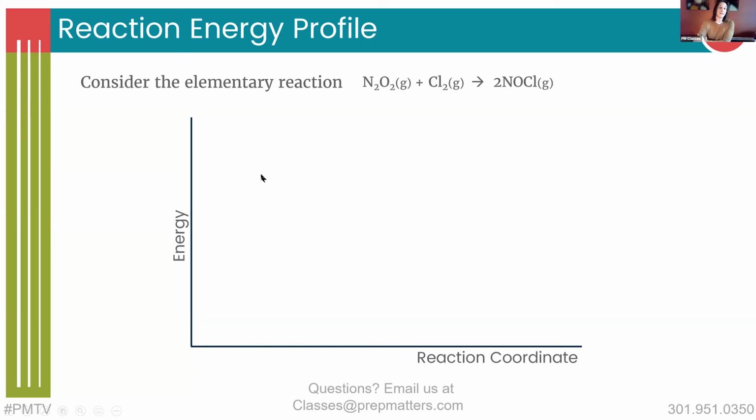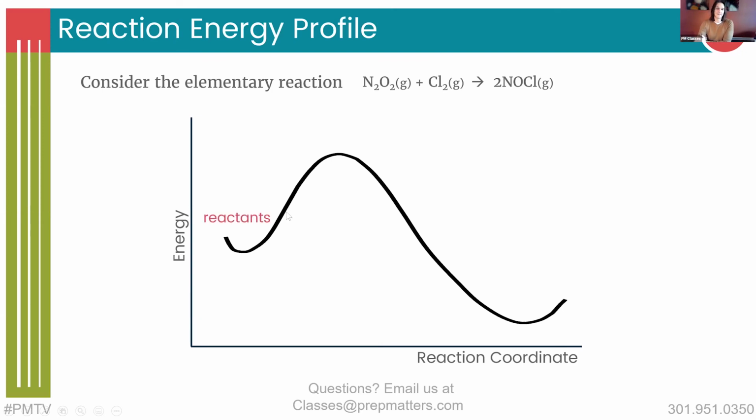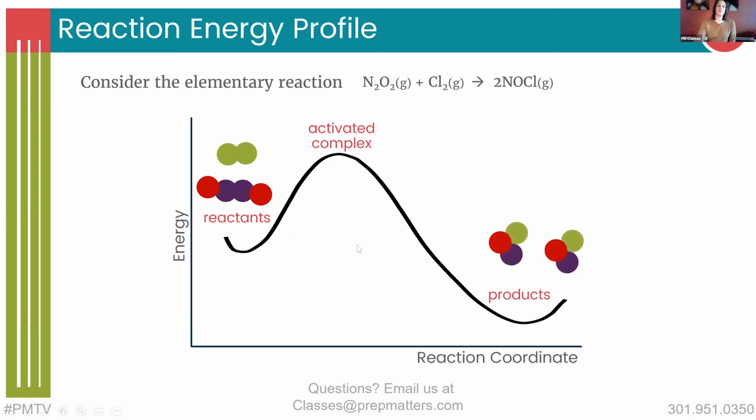So if I look at an energy profile, it often looks something like this, where the reactants are sitting on the left, the products on the right, and in the middle is what we call an activated complex or a transition state. So for this case, what are my reactants? Well, I've got N2O2 and Cl2. What are my products? Well, I've got 2 NOCls. Transition state is kind of old language, but you're still going to see it a lot.